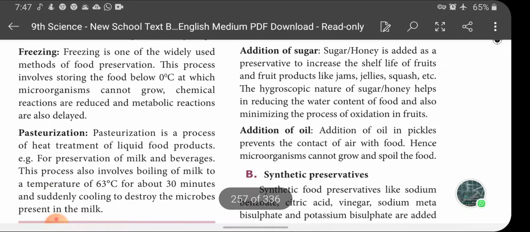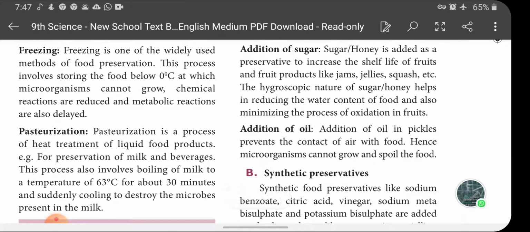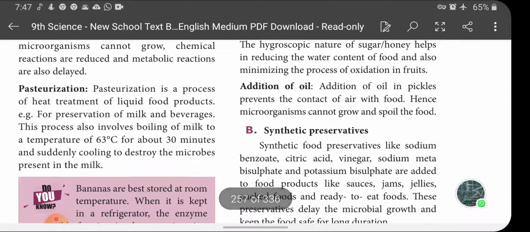Next one is addition of sugar. Sugar or honey is added as preservative to increase the shelf life of fruits and fruit products like jams, jellies, squash, etc. The hygroscopic nature of sugar and honey helps in reducing the water content of food and also minimizing the process of oxidation in fruits. Then next, addition of oil. Addition of oil in pickles prevents the contact of air with the food. Hence microorganisms cannot grow and spoil the food.